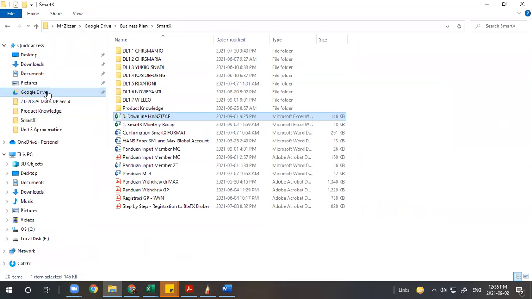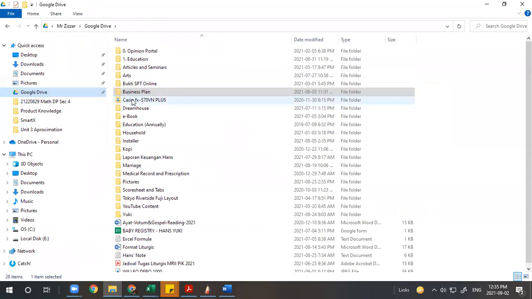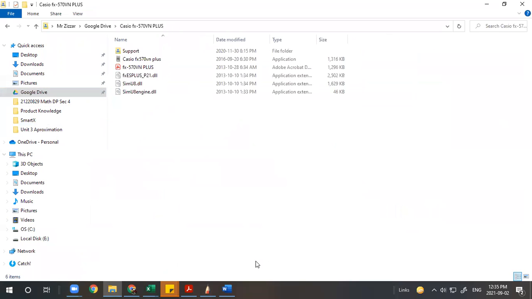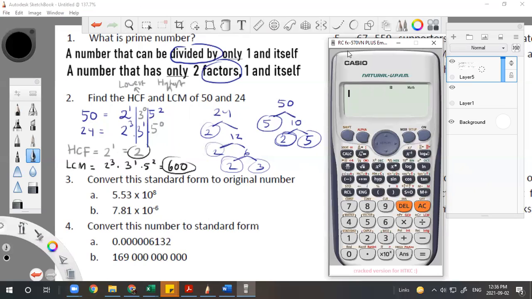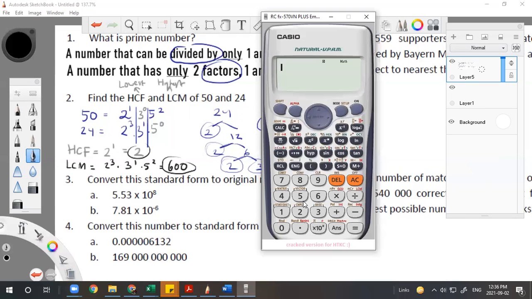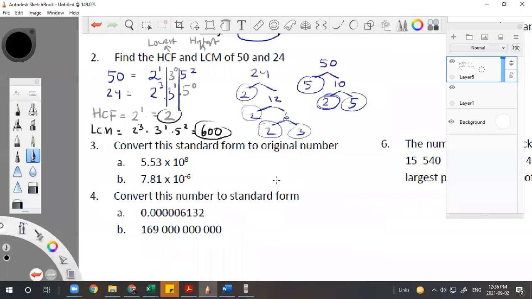I'll find the calculator. Wait, there you go. See, now 2 cubed. If you're not confident about what you do, you may use your calculator. Okay, 2 times 2 times 2, or 2 cubed, times 3 times 5 times 5, right? Double the 5. Why? Because 5 squared. 600. That's it. Now continue. How do you convert the standard form to the original number?